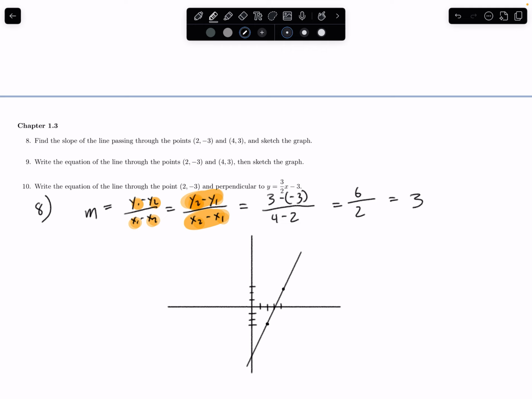So now we check our slope. Is our slope actually 3? 1, 2, 3 up over 1 over, and yes, you land there. 1, 2, 3 up, 1 over. Yes, you land there. Sweet. So that looks great. Number 8 done.